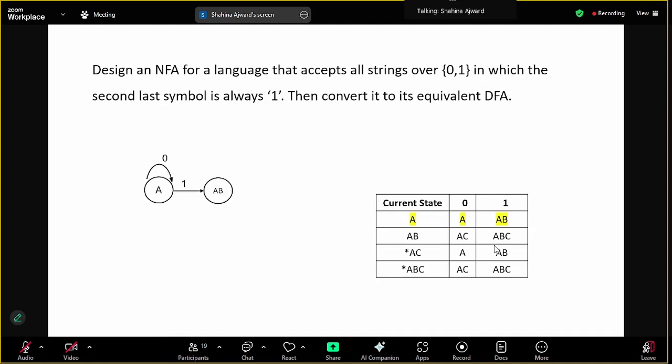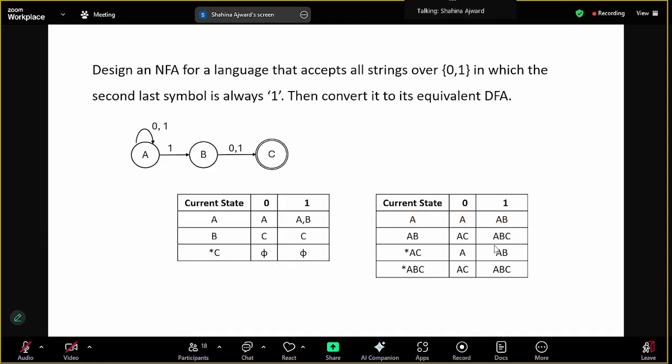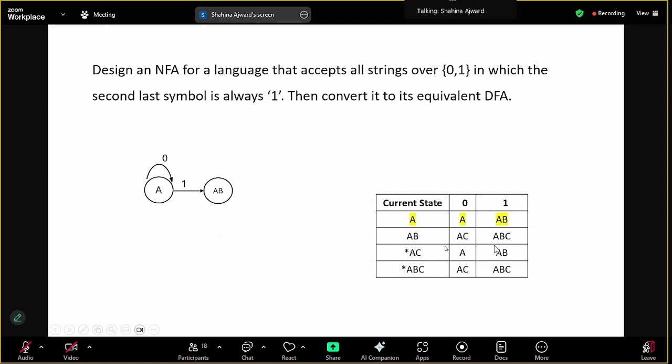Right. So you see how we can draw the DFA, right? We start from A, with the same table with 4 rows that I have copied over here. Now for A, it goes to A and AB, right? For 0, it stays at A, and for 1, it goes to AB.